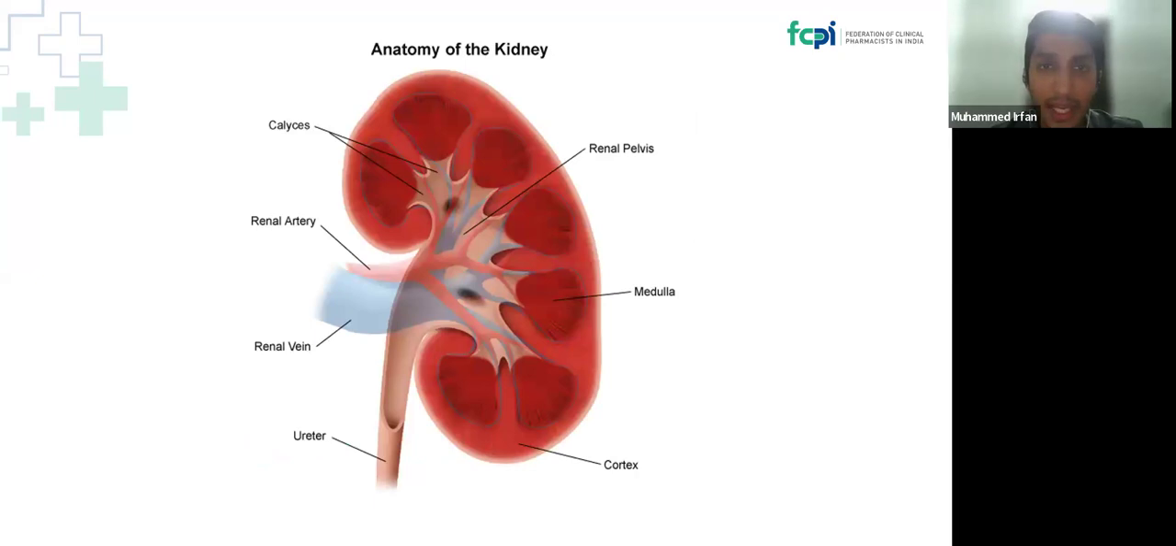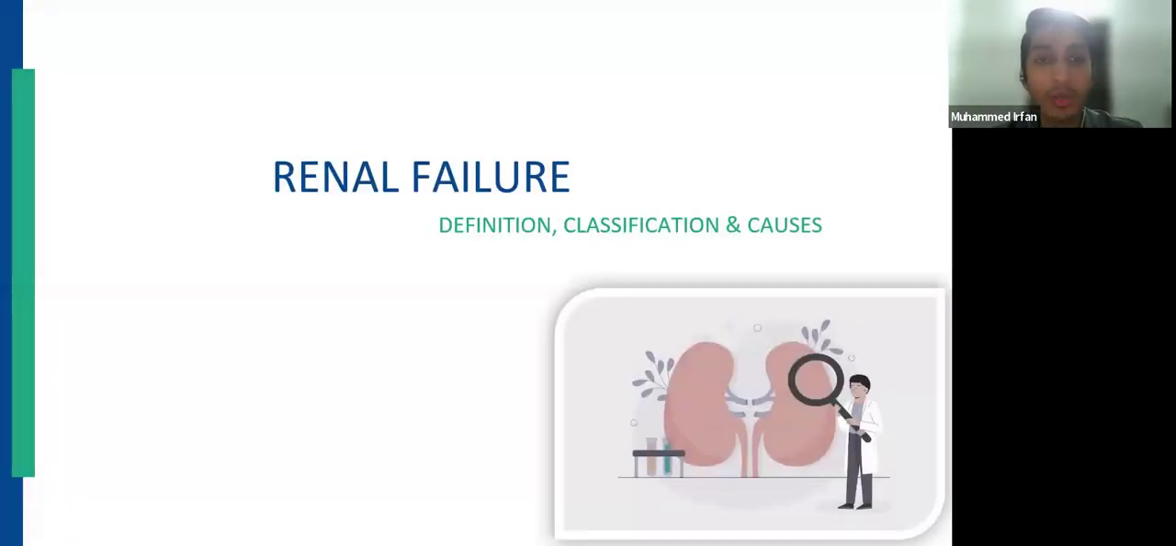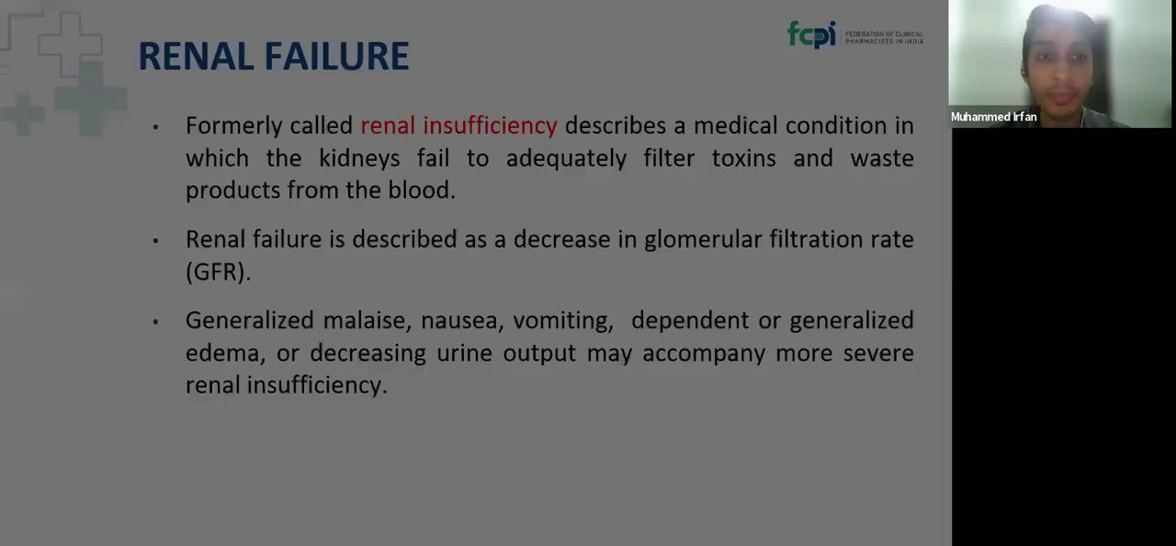And it is a simple anatomy, or you can say complicated anatomy, of the kidney, in which we can see the medulla, cortex, renal artery, and lastly the tubule-like thing, the ureter. And we can look at renal failure. What is renal failure? In the coming slides, I will tell about the definition, classification, and also the causes.